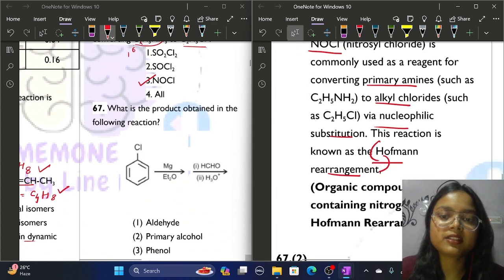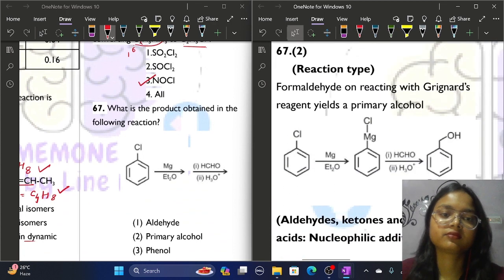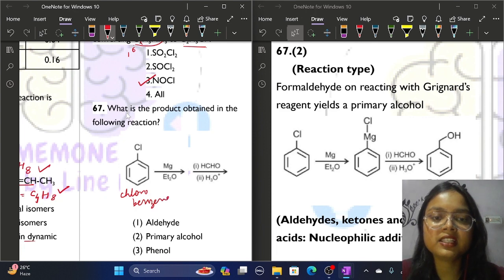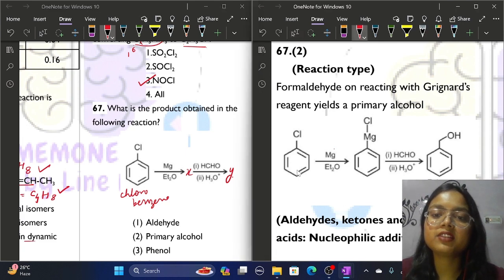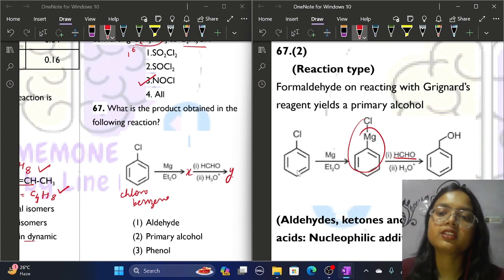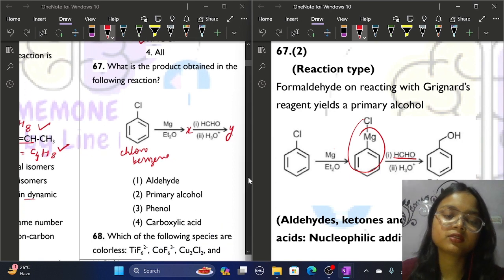So for question number 67, what are the products which are obtained in the following reaction? This is chlorobenzene, and on reaction with magnesium and ether, it gives the product X, which on reaction with formaldehyde and H3O+ gives the product Y. So Mg will react here and this type of structure will be formed, which again on reaction with formaldehyde gives the primary alcohol. So this structure will be formed. So what is the option? Primary alcohol is the option, option number 2.